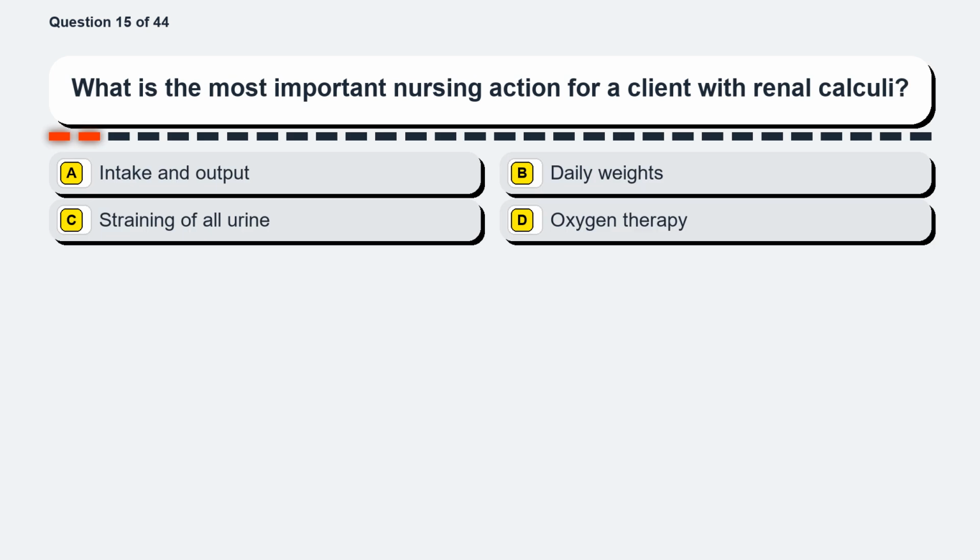Question 15. What is the most important nursing action for a client with renal calculi? Option A, intake and output. Option B, a daily weights. Option C, a straining of all urine. Option D, oxygen therapy.